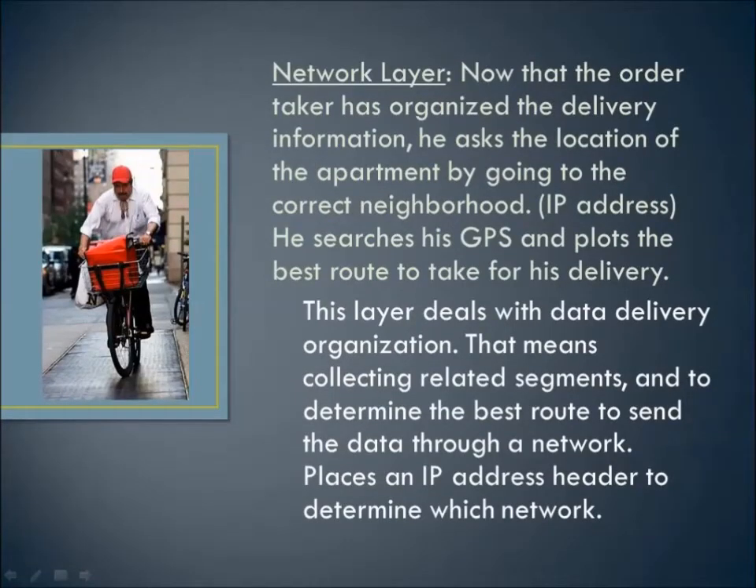Network layer. Now that the order taker has organized the delivery information, he asks the location of the apartment by going to the correct neighborhood, the IP address. He searches his GPS and plots the best route to take for his delivery. This layer deals with data delivery organization. That means collecting related segments and determining the best route to send the data through a network. That places an IP address header to determine which network.